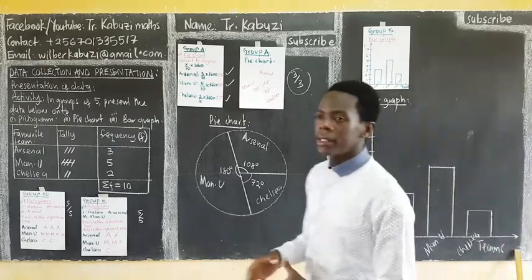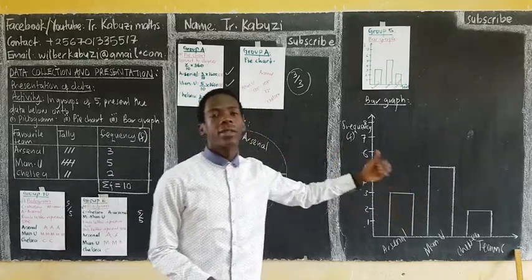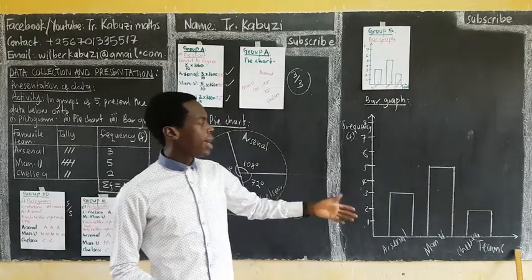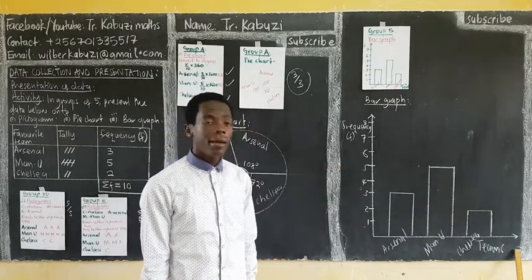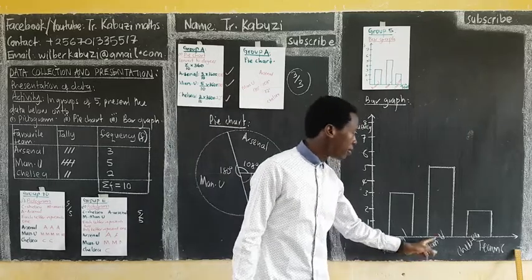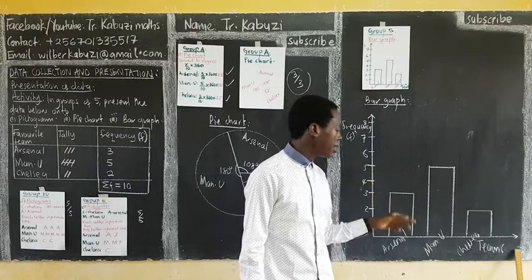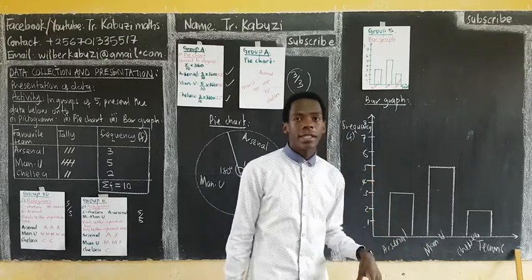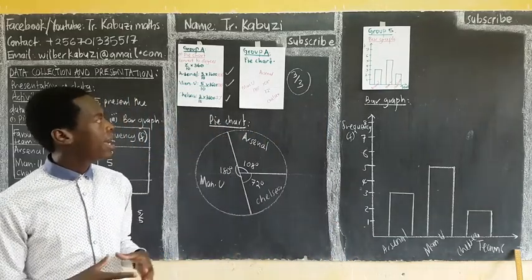Now, in some cases, they are going to give you the bar graph and then ask you questions. They can ask you, how many students supported Manu? You just come to Manu, then you read off this. These are the students who supported Manu. For Arsenal, you count Arsenal, read off, then read off this. So that's how we can work the other way around. So that's what I expected.